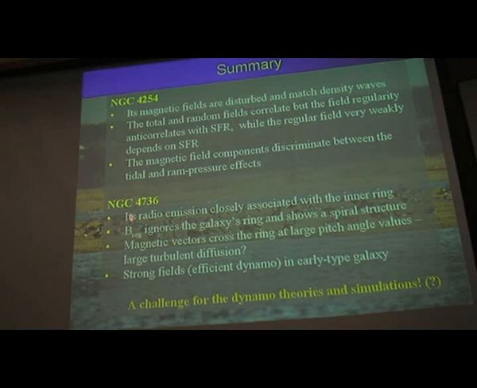In the case of the ring galaxy, we have seen radio emission which is associated with the inner ring, but the regular magnetic field ignores the galaxy's ring morphology and makes a spiral structure. Magnetic vectors cross the ring at a large pitch angle, and the fields are very strong in this early type galaxy. Whether this is a challenge for the dynamo or not, I don't know.